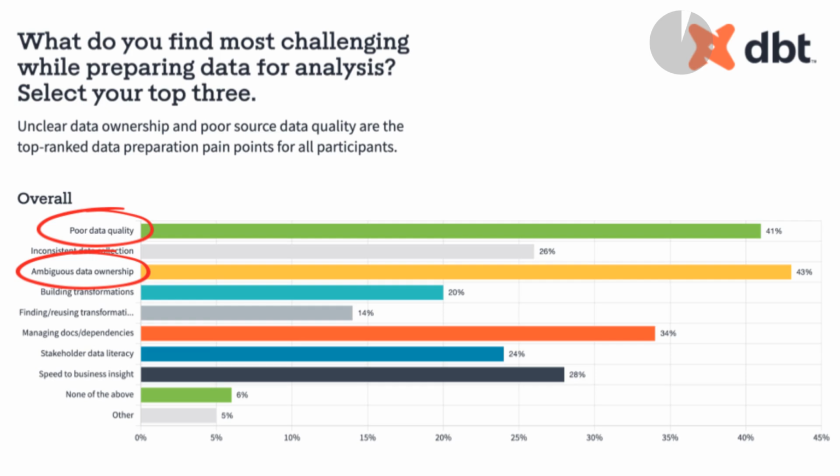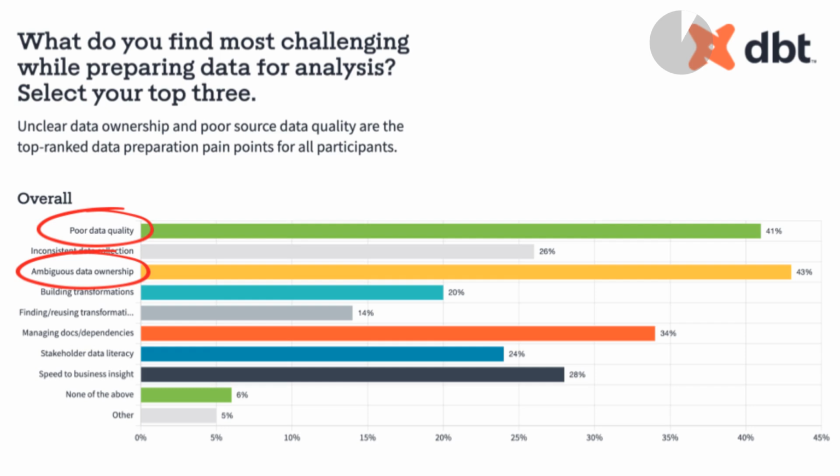Let's start with the why behind better testing. DBT surveyed thousands of practitioners, and the top pain points were clear: ambiguous ownership at 43%, and poor data quality at 41%. Having worked with multiple data teams, I can confirm these are real blockers.